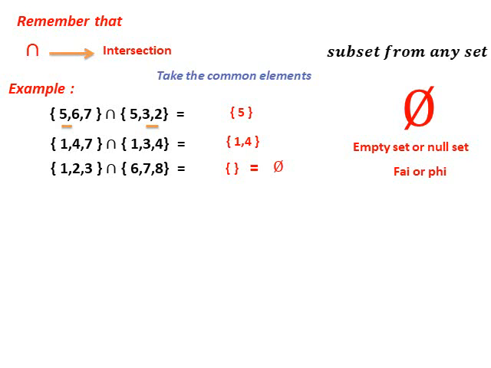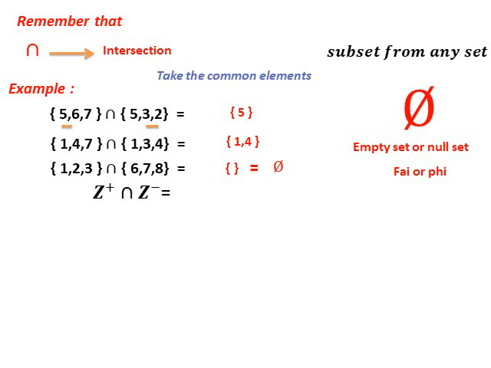What about else? Phi is a subset from any set. So for any set, phi means two braces. Any set has two braces. So phi is a subset from any set. Don't forget that. What about Z positive intersect with Z negative?